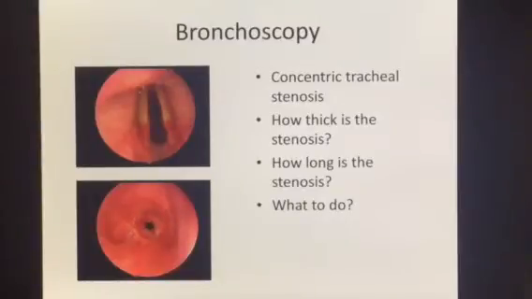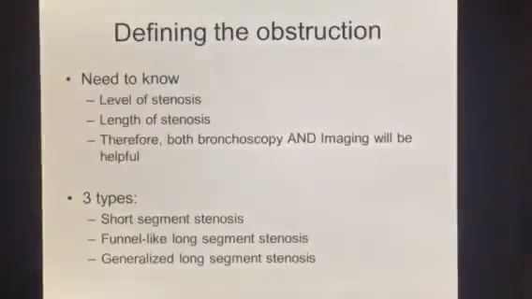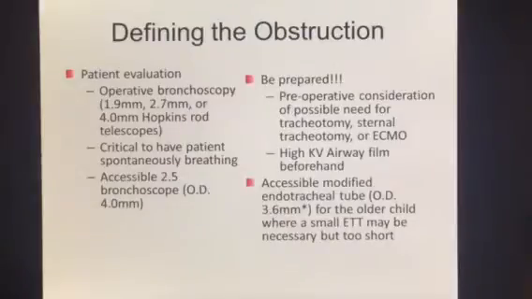Critical things that you want to ask yourself are how thick the stenosis is, meaning is it just a mucosal stenosis, or does it have scar to it, or does it even have cartilage involved in it? How long is the stenosis, and how would you approach it? A great way to assess the length of the stenosis is through imaging, through a CT scan or an MRI. So you need to know the level of the stenosis, the length, and therefore both a bronchoscopy and imaging will be helpful. There are 3 types of obstruction: short segment stenosis, funnel-like long segment stenosis, and generalized long segment stenosis.